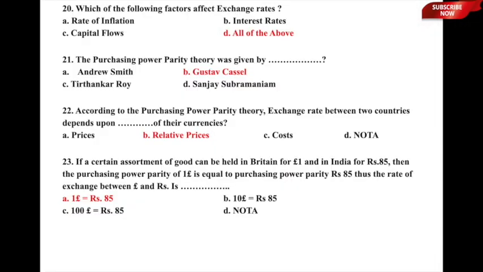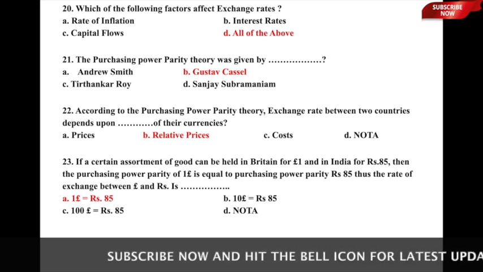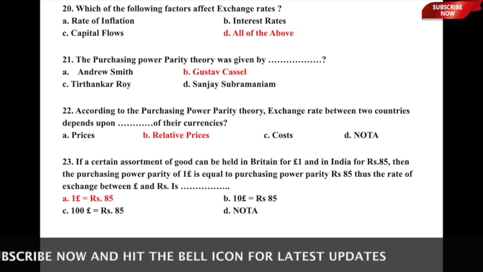Which of the following factors affect exchange rates? The underlying options are A, rate of inflation, B, rate of interest, C, capital flows, both inflows as well as outflows, and D, all of the above. So, here the factors affecting exchange rate are all these 3 points, that is rate of inflation, rate of interest, as well as capital inflows and outflows or capital flows in general. So, option D, all of the above, is the correct answer to this particular question.